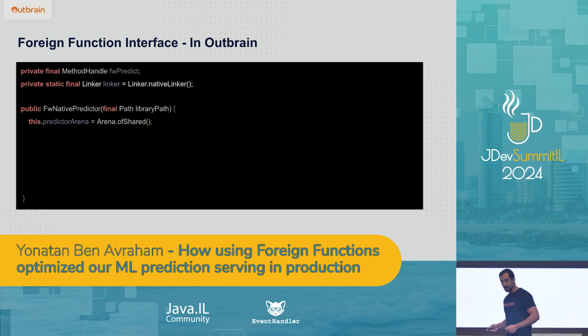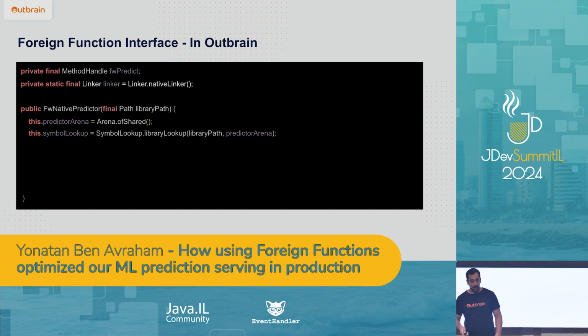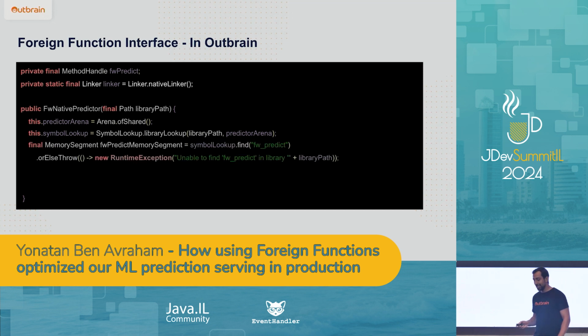And with this arena and the library path, we can use the symbol lookup. Symbol lookup is one of the classes out of the foreign function interface. And the symbol lookup, using the libraryLookup, where we pass the path and the arena, will get us the symbol lookup instance, and it will do two things. First of all, it will load our library into our application memory. And the second important thing it will do is map all the functions this library contains, so we will be able to get a memory segment of the specific function we want using the symbolLookup.find, using this instance we created, and passing the name of the function we want to invoke.